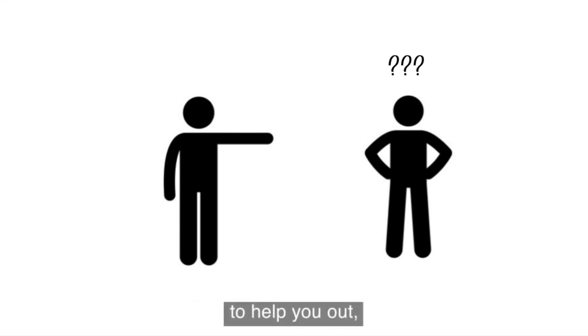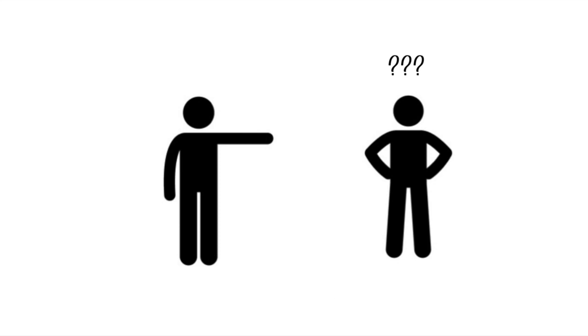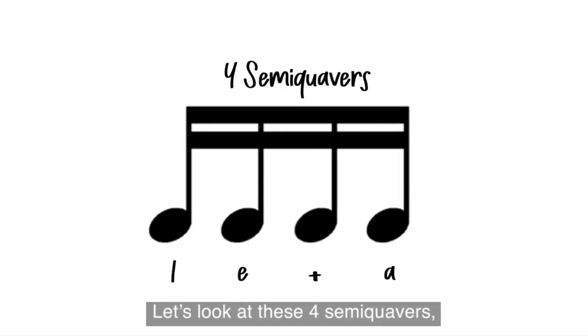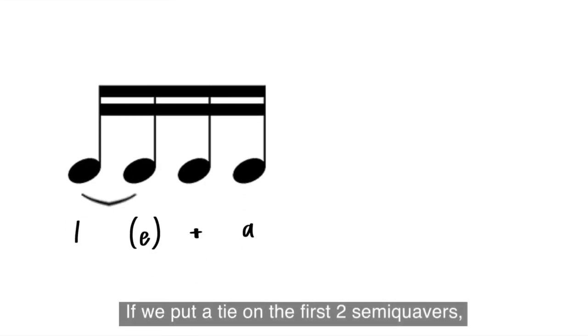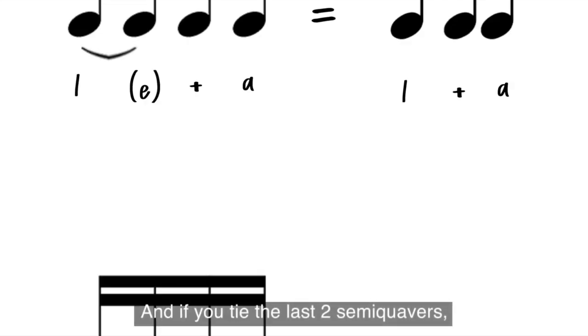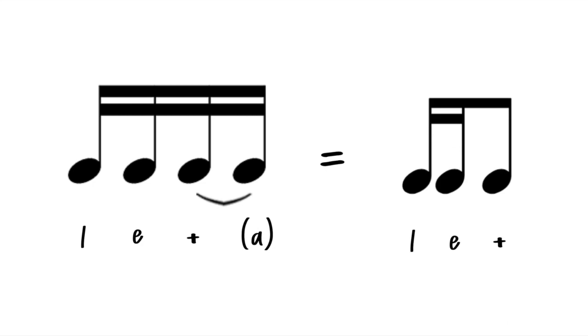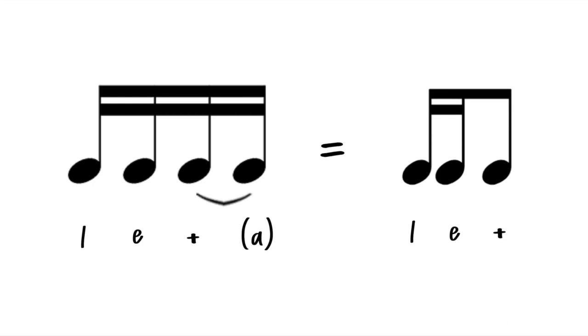Well, to help you out, we can use ties to derive these semiquaver variations. It'll be a piece of cake. Let's look at these 4 semiquavers. They make up 1 count. If you put a tie on the first 2 semiquavers, you get the rhythm 1 and a. And if you tie the last 2 semiquavers, you get 1 e n. Am I right? Yes, that's correct.